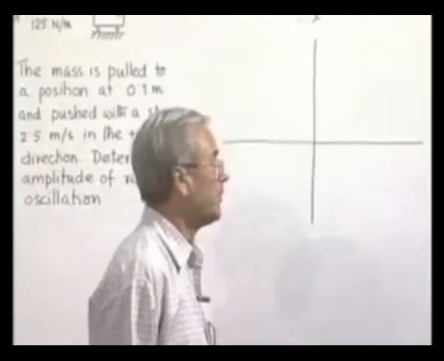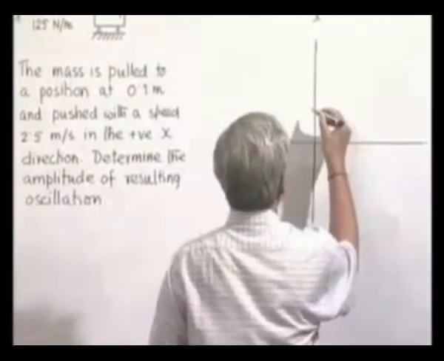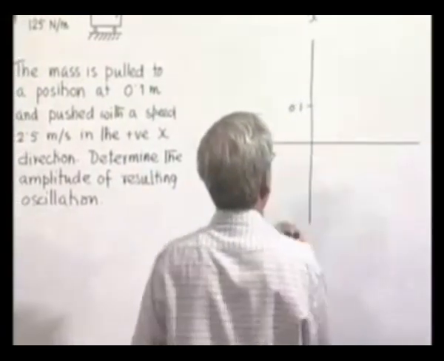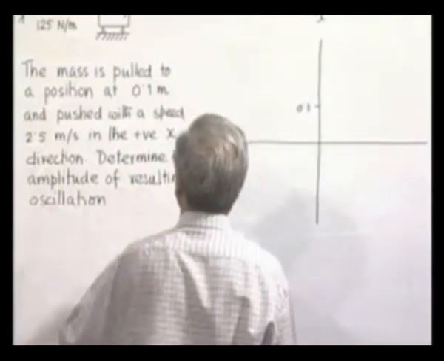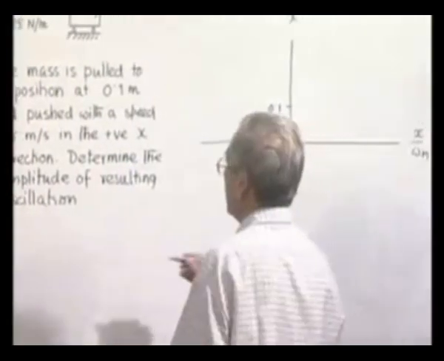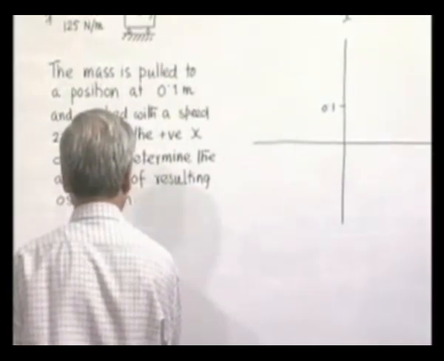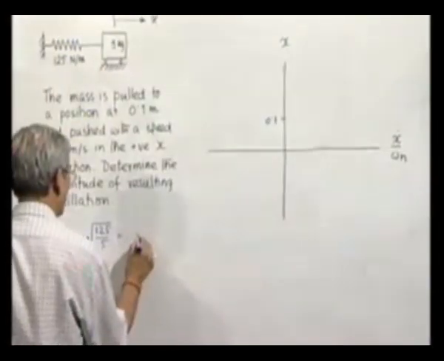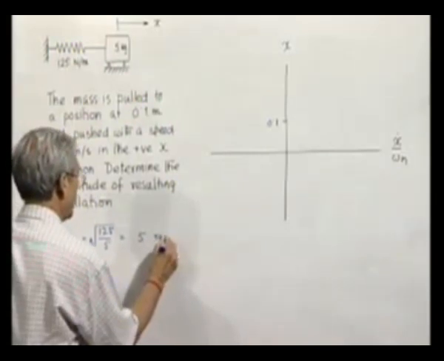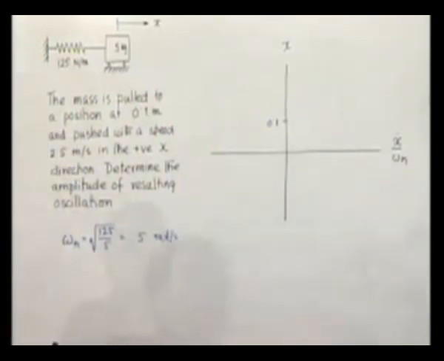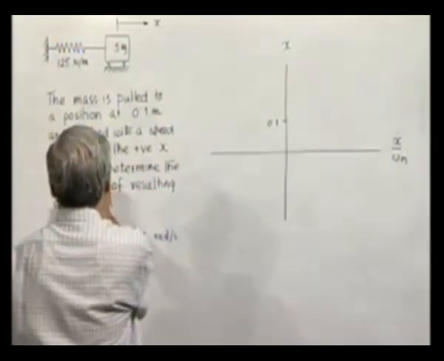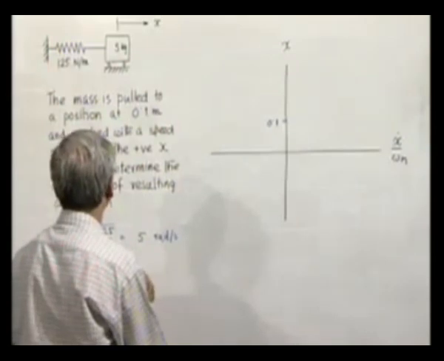Say for example, therefore, what is x? X is say 0.1. And what is this? The speed x dot by omega n. Now omega n we can find out, omega n is equal to square root of 125 by 5, equal to 5 radian per second. So x dot in meter per second divided by 5 radian per second will give you simply meter. So here 2.5 by 5 is how much? 0.5.